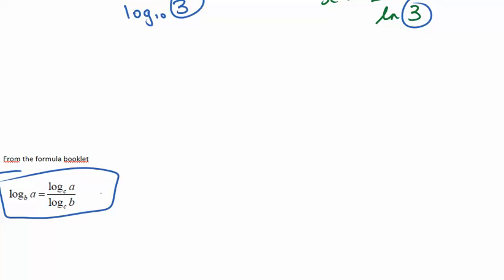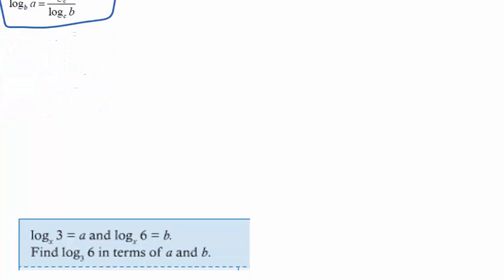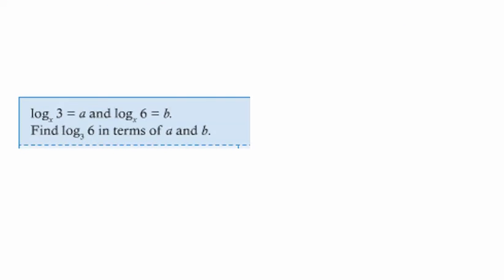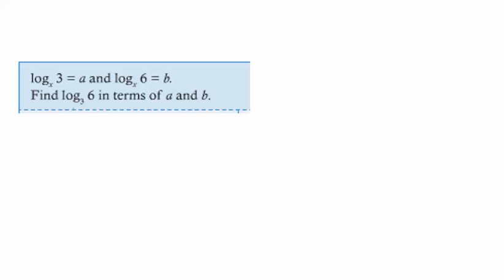Okay, so let's try and use that to solve a couple of problems. First of all, how about this one? Here we've been told some information: log of 3 to the base x is equal to A and log of 6 base x is B. What we're asked to do is work out what log of 6 base 3 is. Now ideally I'd like to know what this number is, not to base 3 but to base x, because that's what I've got information about.